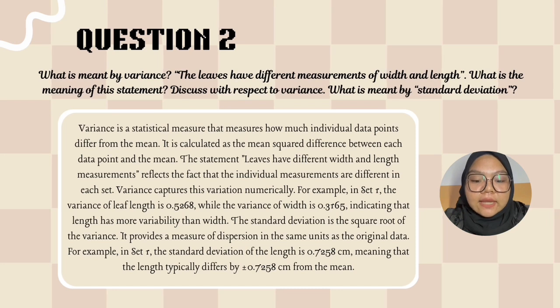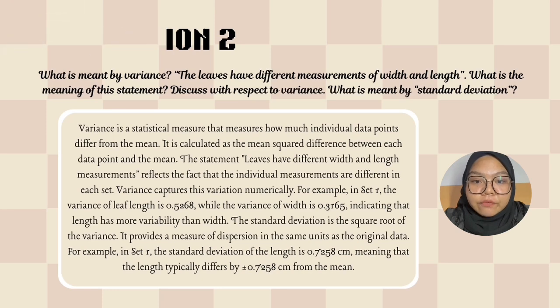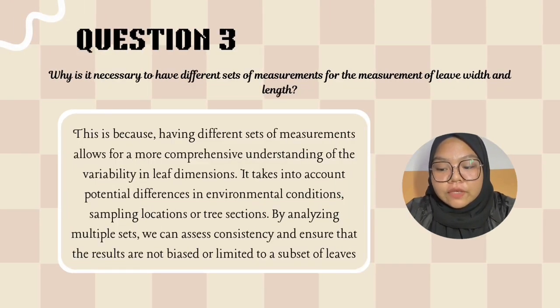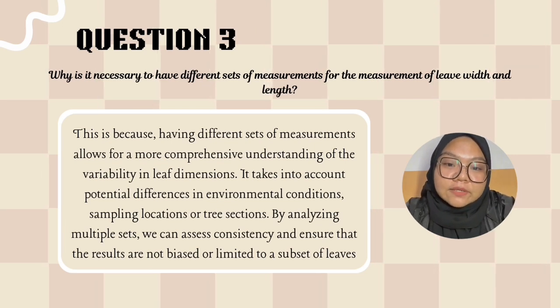Variance is a statistical measure that quantifies how much individual data points differ from the mean. The statement means that leaves have different width and length measurements. Standard deviation is another important measure that helps us interpret variance. Why is it necessary to have different sets of measurements for the measurement of leaf width and length? Using multiple sets allows for a more comprehensive understanding of variability.